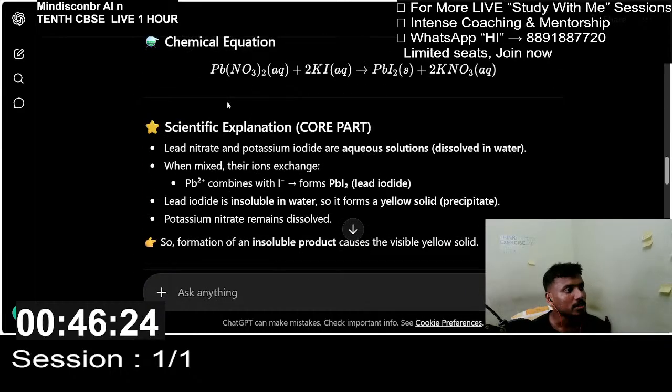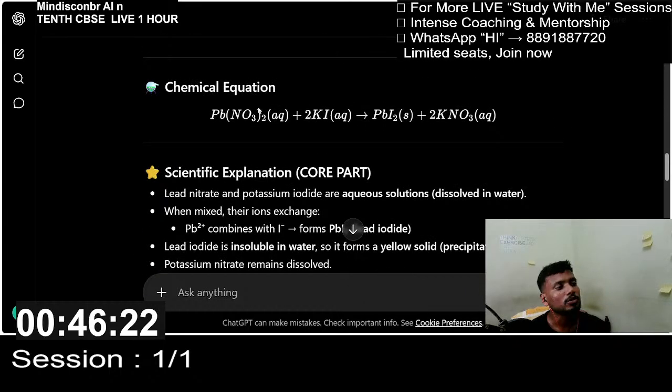Here in the equation we can see that in Pb(NO3)2, the NO3 twice is replaced by iodine, and this NO3 twice goes along with potassium, and instead of iodine this NO3 twice comes here and iodine goes here. So here displacement of two reactants occurs and hence it is a double displacement reaction.